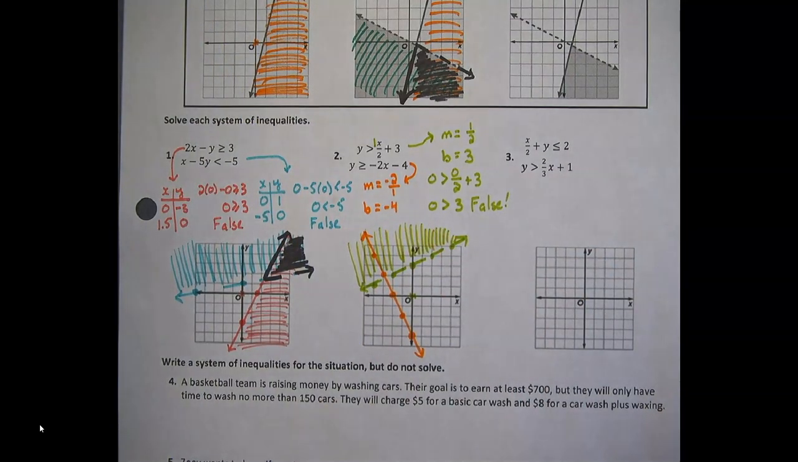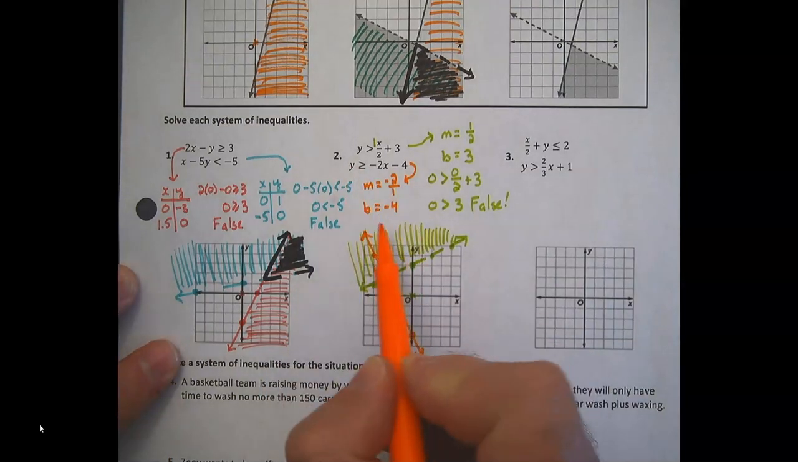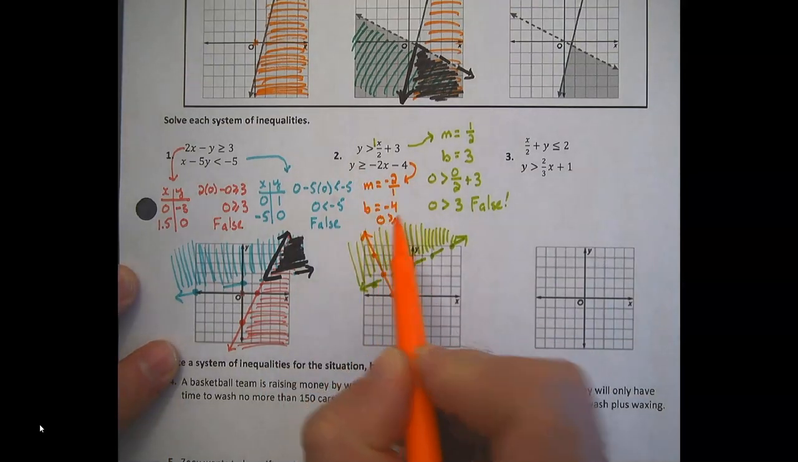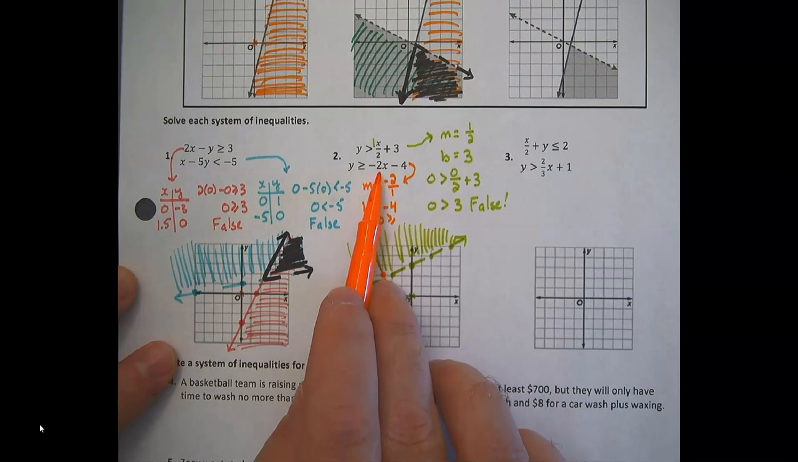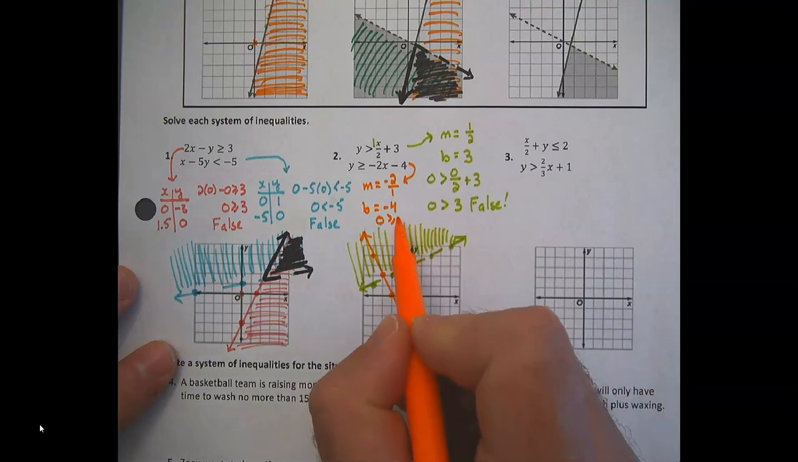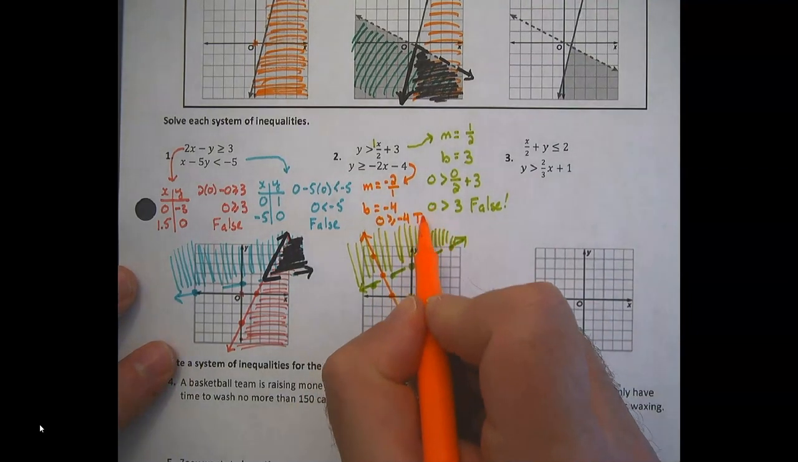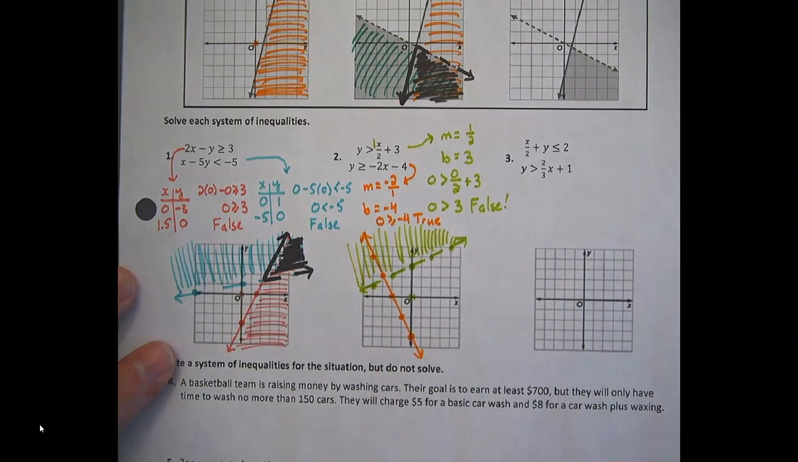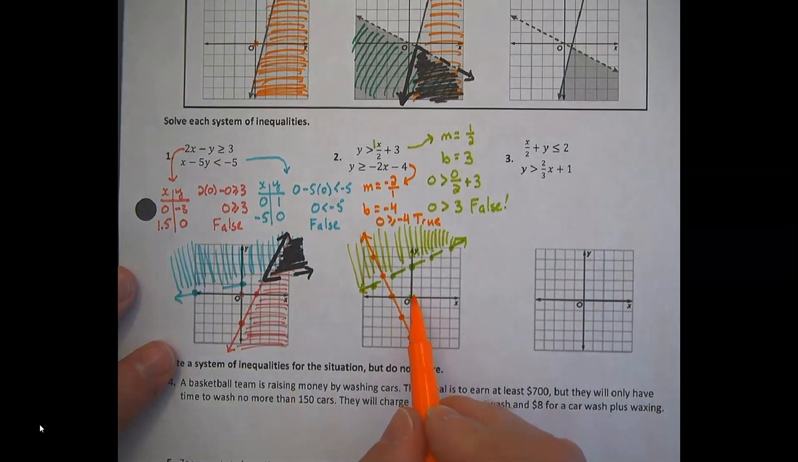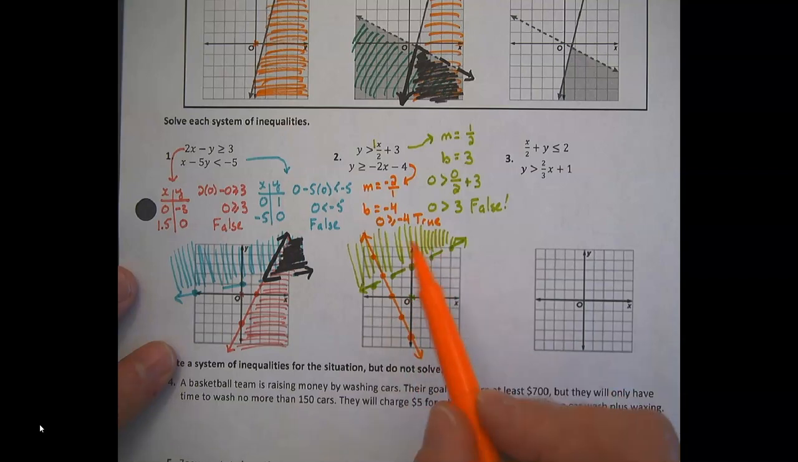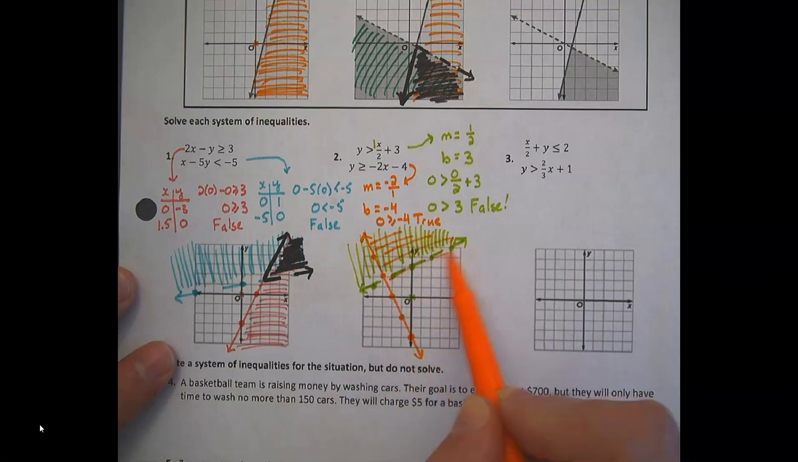And now I don't know which side until I test 0, 0. So let's plug in 0. 0 is greater than or equal to, I'm going to do this part in my head because I don't have enough room. So negative 2 times 0 is 0, minus 4 is negative 4. Is 0 greater than negative 4? Yes, that's true. So the 0, 0 side is the true side. So this time I'm going to shade in like this.